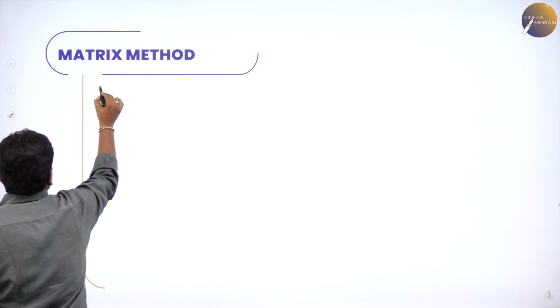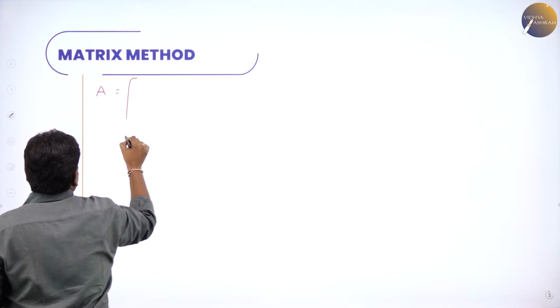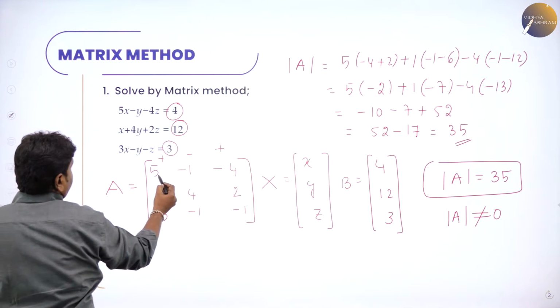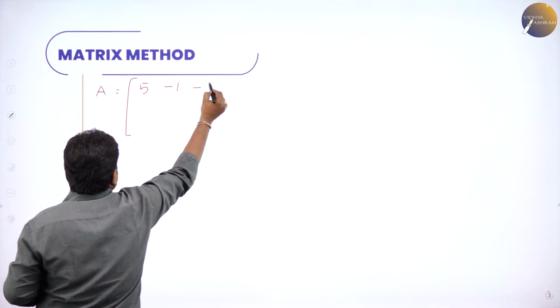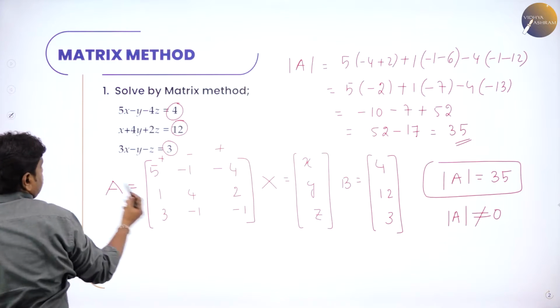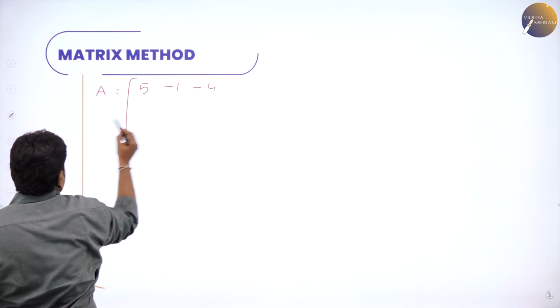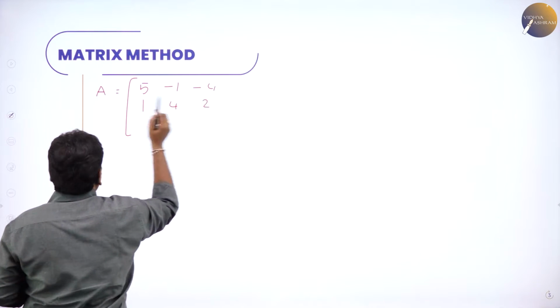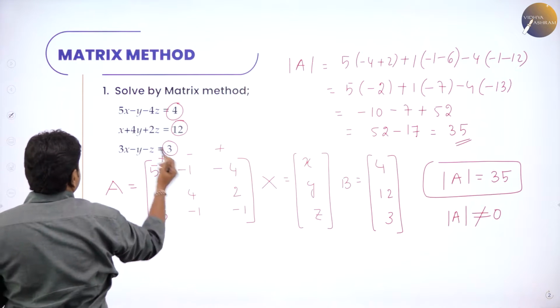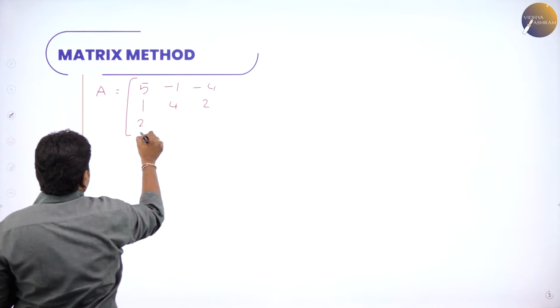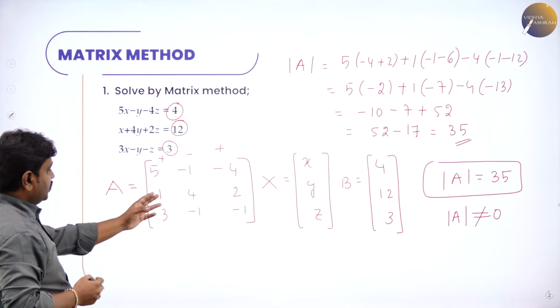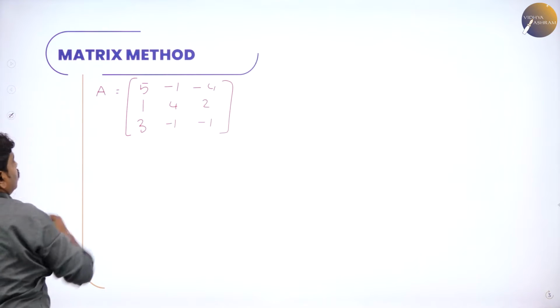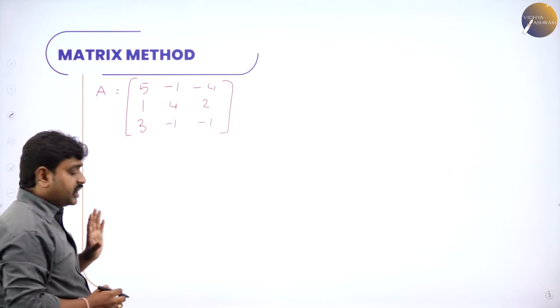Taking the matrix, first you take matrix A. What is matrix A given? 5 minus 1 minus 4, then 1 4 2, then 3 minus 1 minus 1, and write the first two columns again beside it. So now check the entries, 1 4 3 minus 1 minus 1 minus 4 2. So now in one step you can find adjoint.